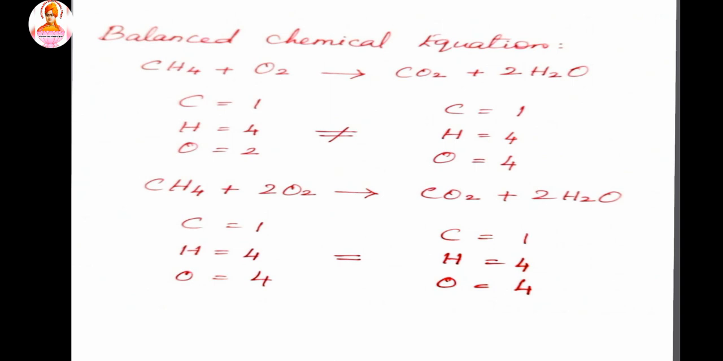Now you have to balance. Oxygen is the lesser number, so in front of oxygen we have to add the number 2. Now check: carbon, here 1, here 1. Hydrogen, here 4, here 4. Oxygen, both sides are equal. Now the equation is balanced.